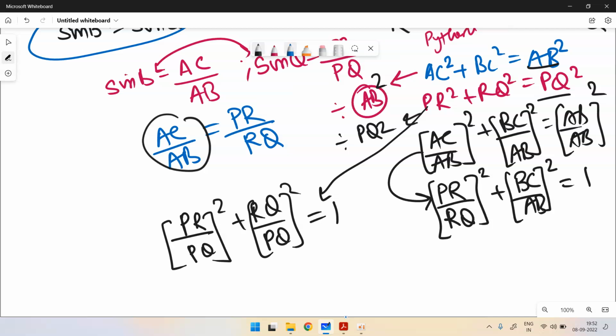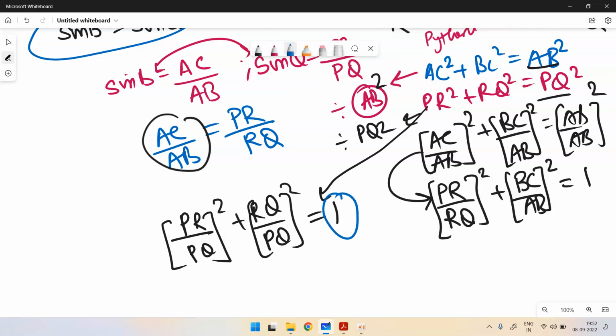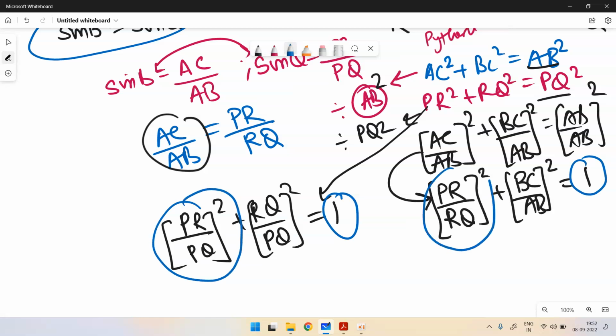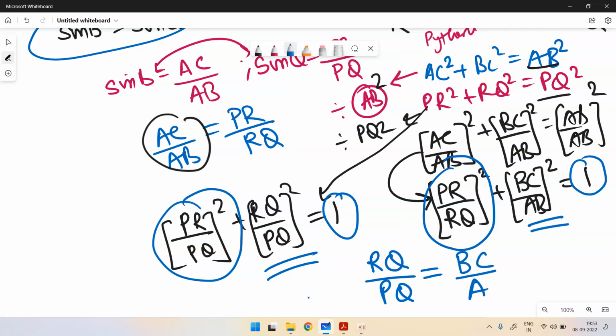Now from here you can see that this 1 and this 1 are the same. PR by PQ whole square is the same, which implies that the value of this and this is equal, which implies that RQ by PQ equals BC by AB.